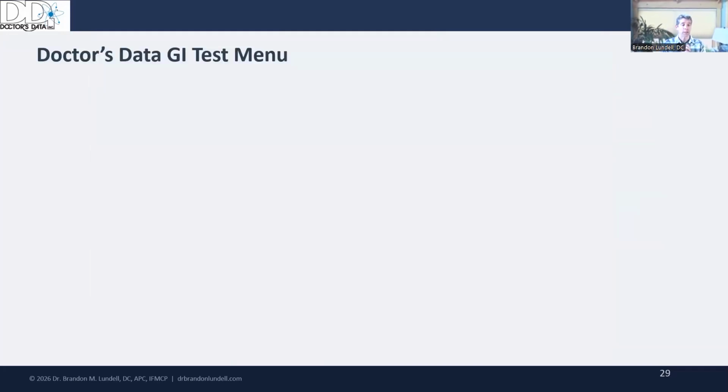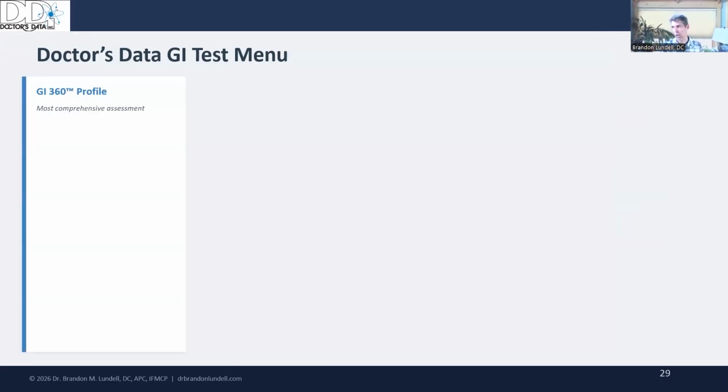Okay, enough with some of those clinical pearls, and hope those are helpful. I always like to throw those in, but let's get down and dirty with the GI test menu. What tests do we really want to run? We all now know how important the GI system is, and if you're really not assessing it, you're missing a lot, and your patients are missing a valuable piece.